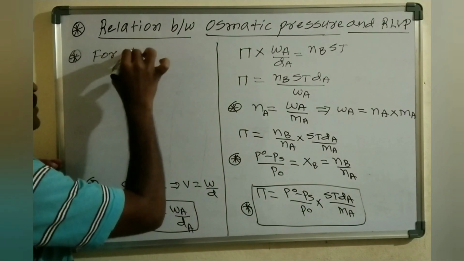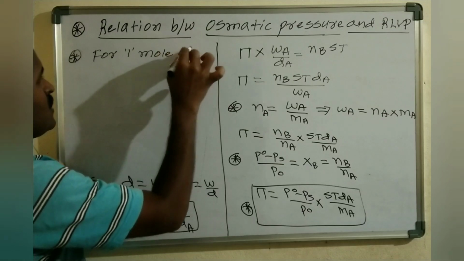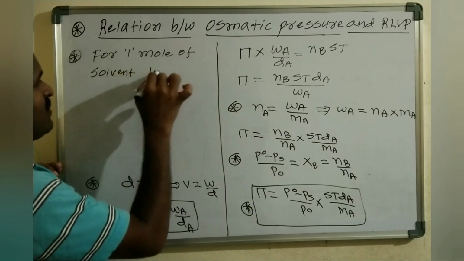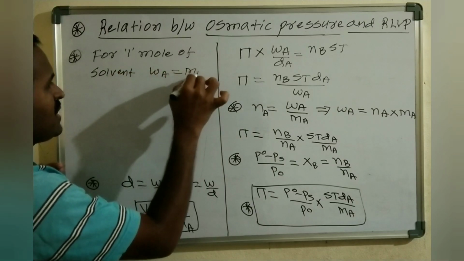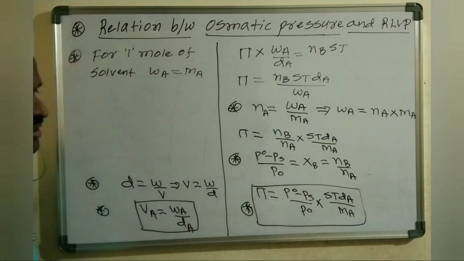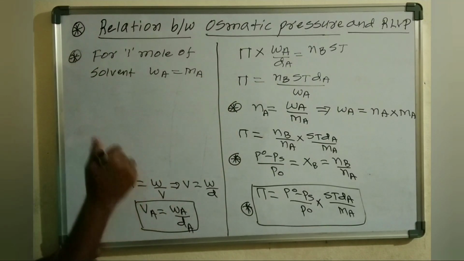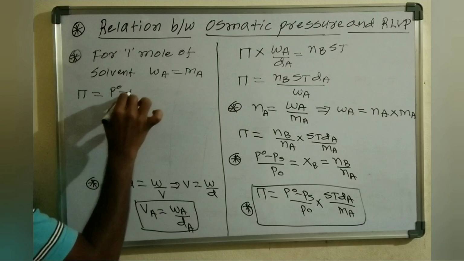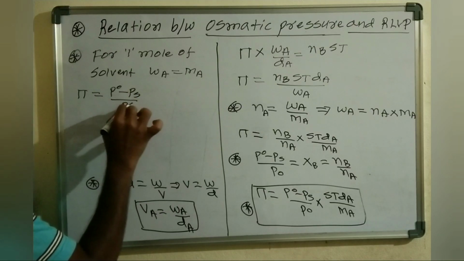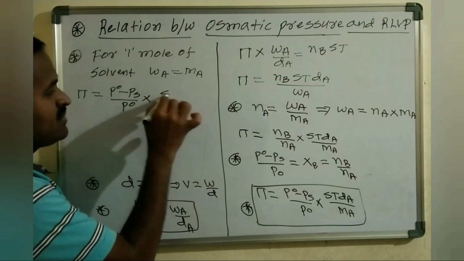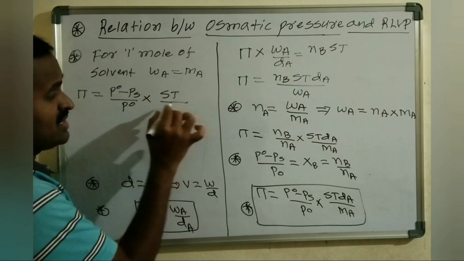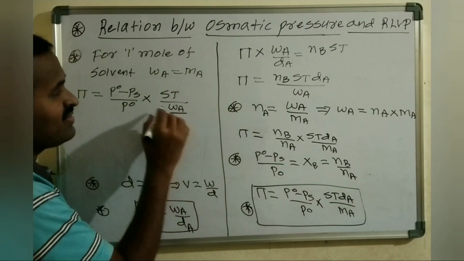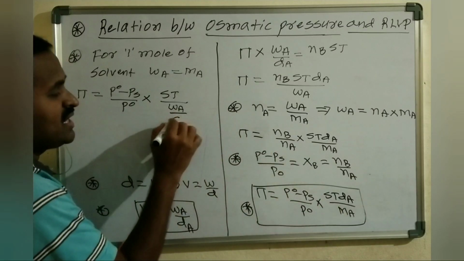For 1 mole of solvent, the weight of solvent is equal to its molecular weight. So in place of the molecular weight of solvent Ma, you can write the weight of solvent. Then π = (P naught minus Ps) divided by P naught equals ST divided by Wa divided by the density of A.